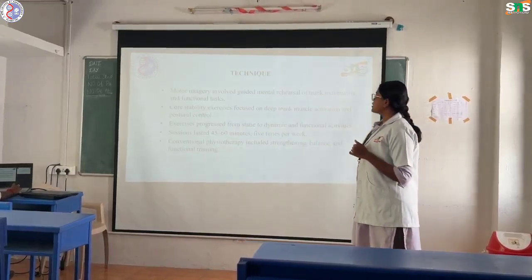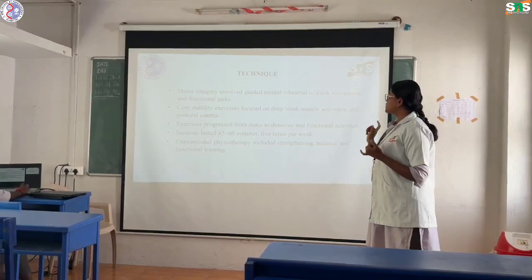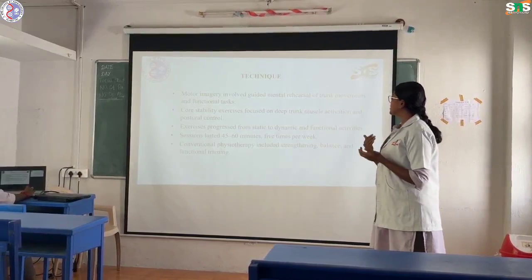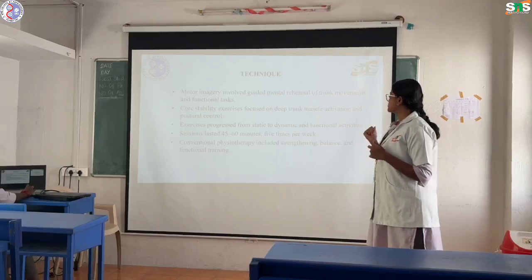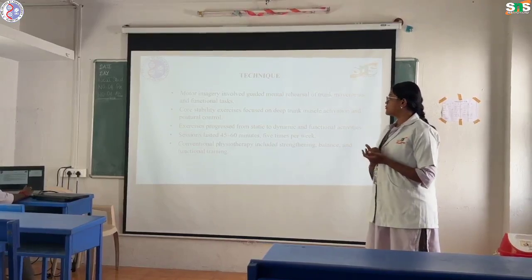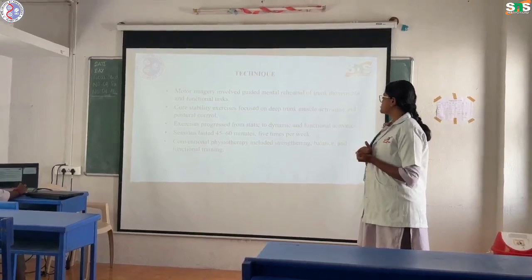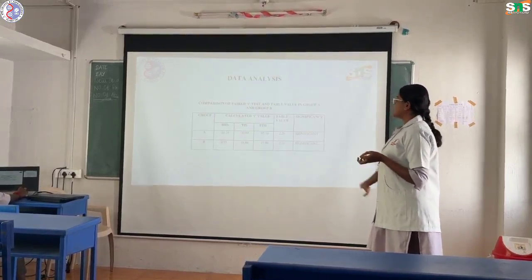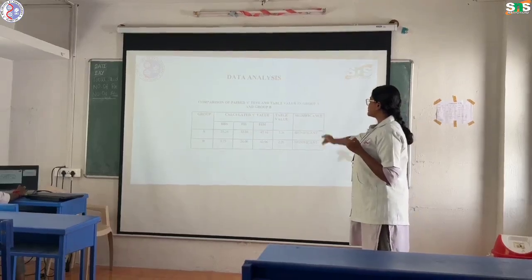The technique of motor imagery involved guided mental rehearsal of movement and functional tasks. Core stability exercises focused on deep trunk muscle activation and postural control. Exercises progressed from static to dynamic or functional activities. The sessions lasted 45 to 60 minutes, 5 times per week. Conventional physiotherapy includes strengthening, balance and functional training. The data analysis shows a significant variance in each of the treatments.